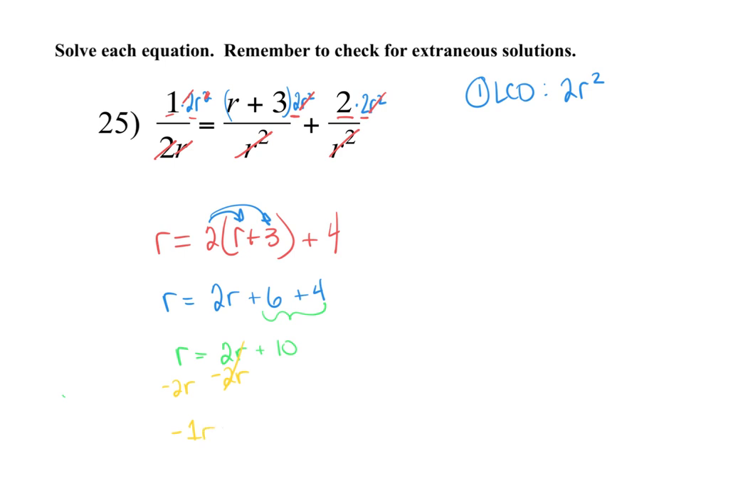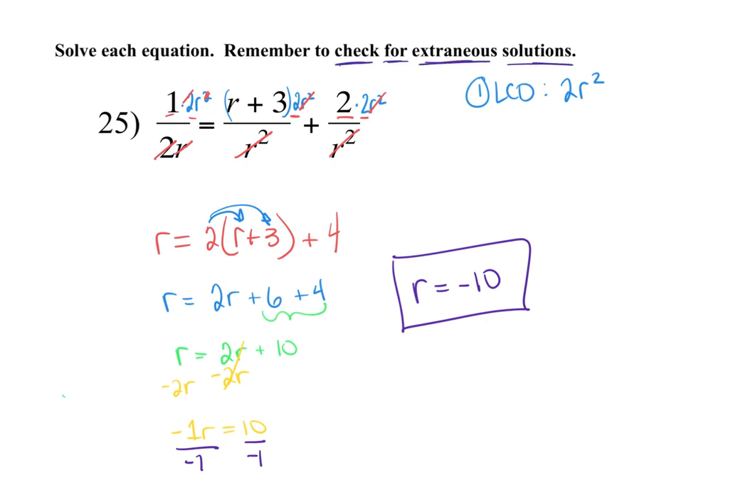Negative 1r equals 10. We're not done. You have to get the r by itself, so you do have to divide by that negative 1. R equals negative 10. I do need to check for extraneous solutions. It is in your instructions. There's actually only one number that would cause me a problem in this particular equation.